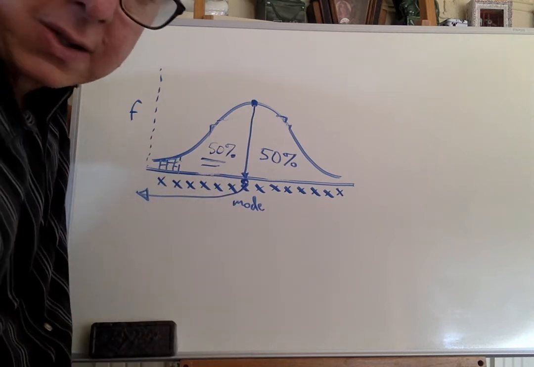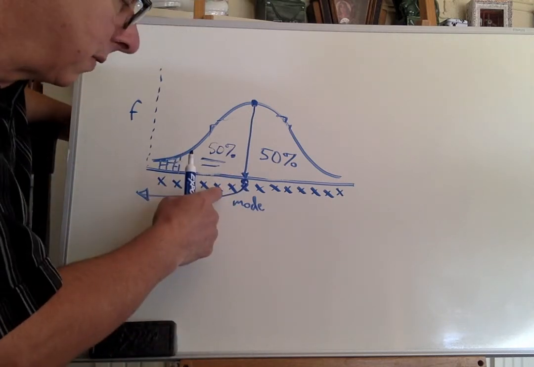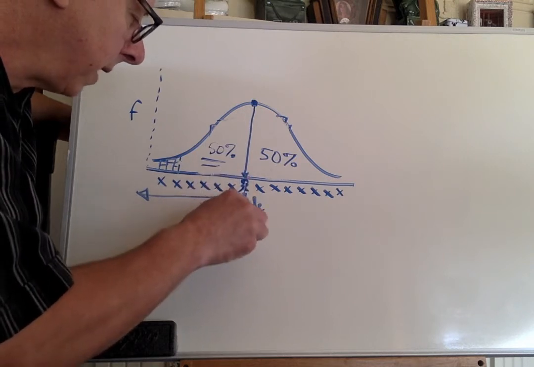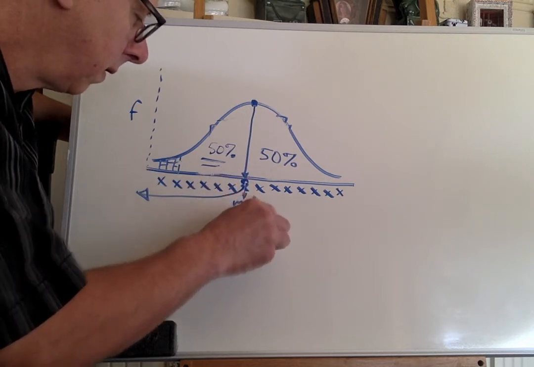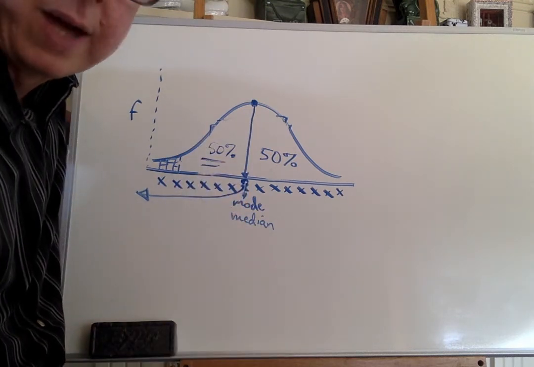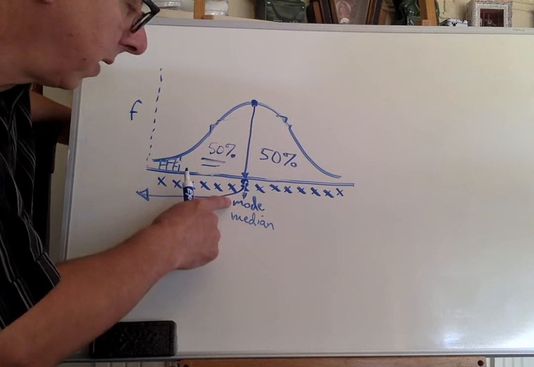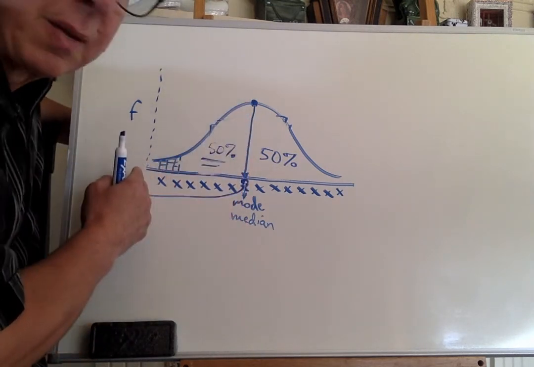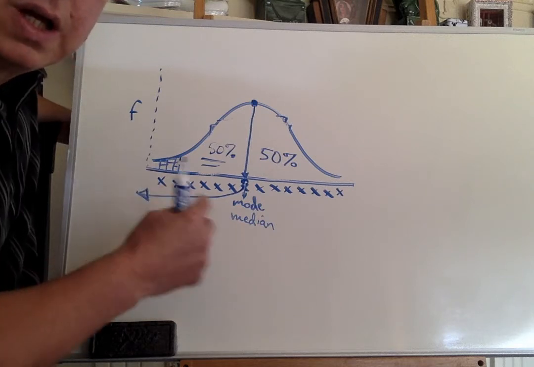I don't have any scores. I don't know what the X values are, but guess what I know? I know that the median is right there as well. Okay? So the mode is there because it's the most frequent. The median is there because 50% of the blocks fall at or below.